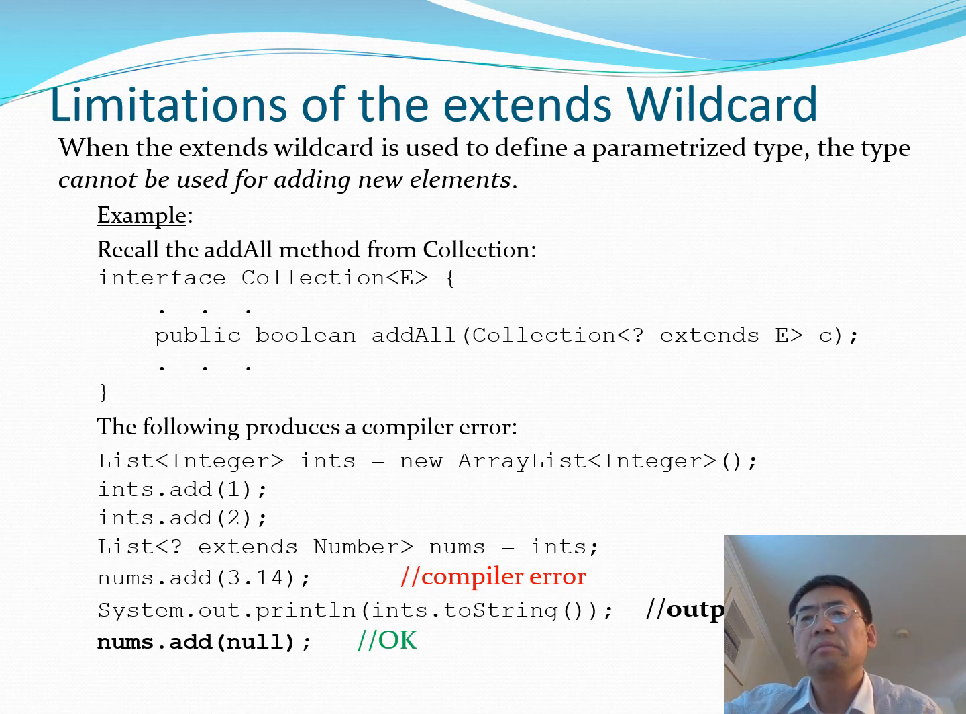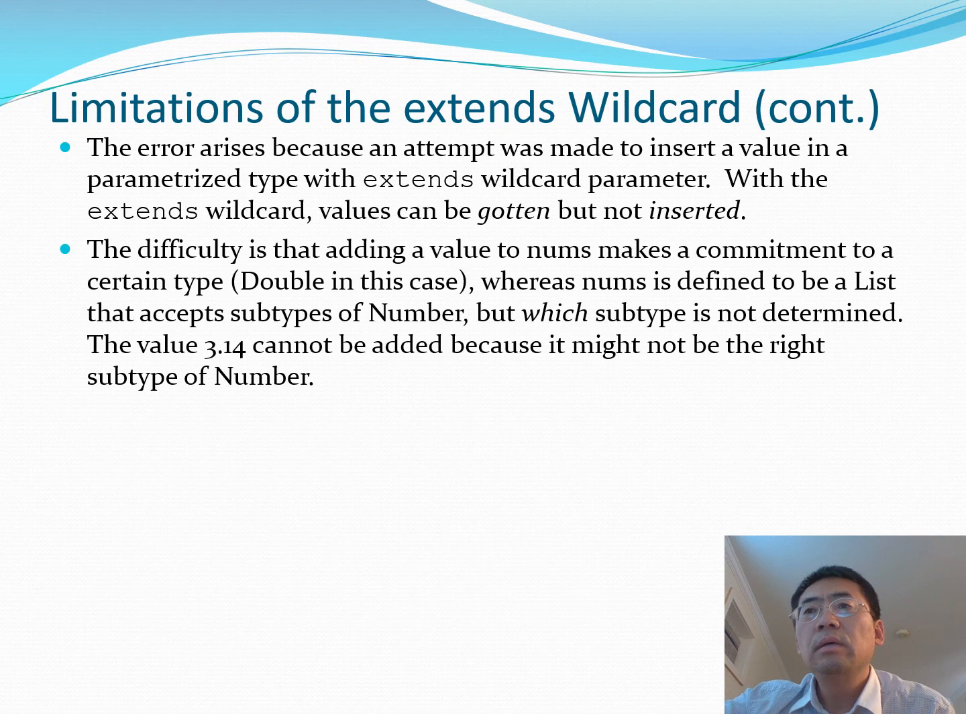So when you say nums.add(3.14), the compiler complains. So why is that? The problem is we are trying to add a double into a list of integers. This is not allowed. If we did allow this, the Java runtime environment would give you a runtime error, because you're trying to add a double into a list of integers, which should not be allowed.